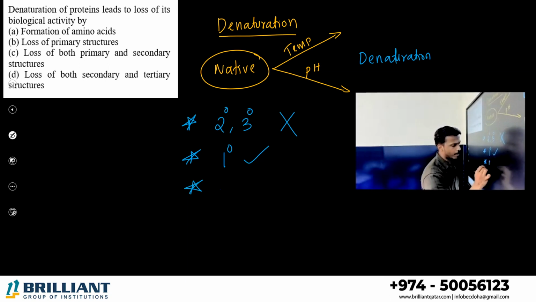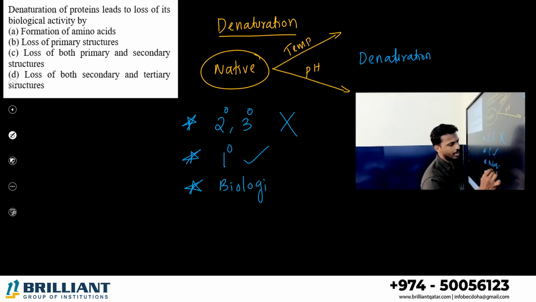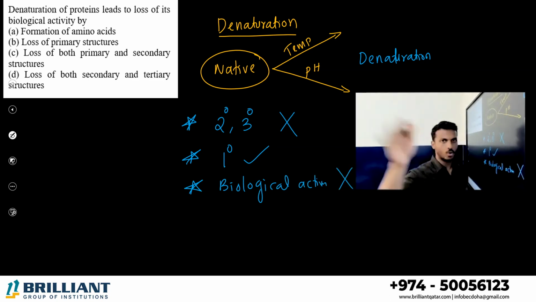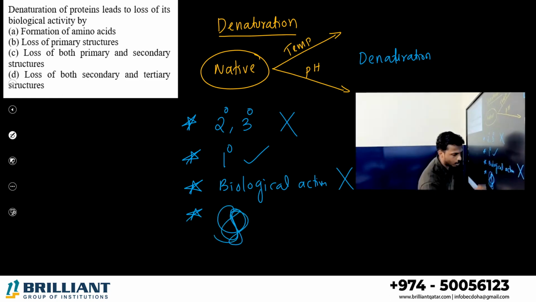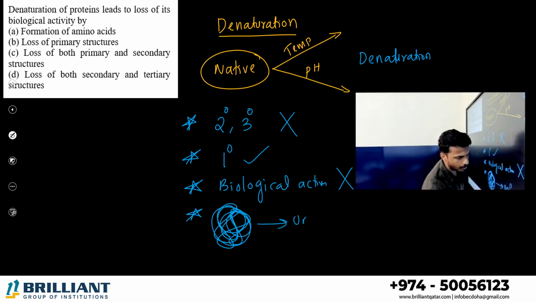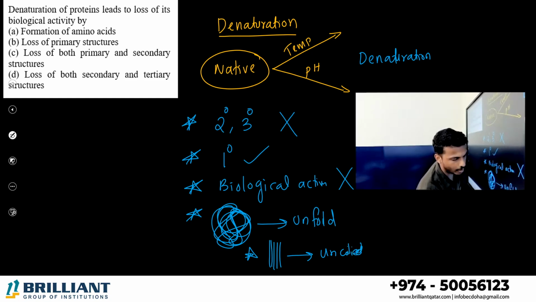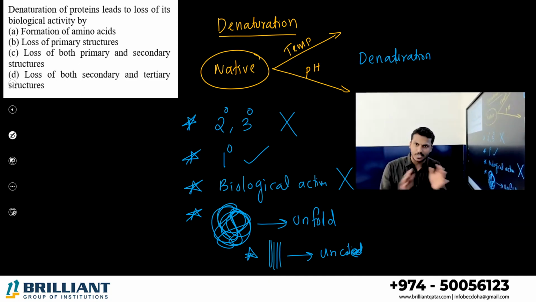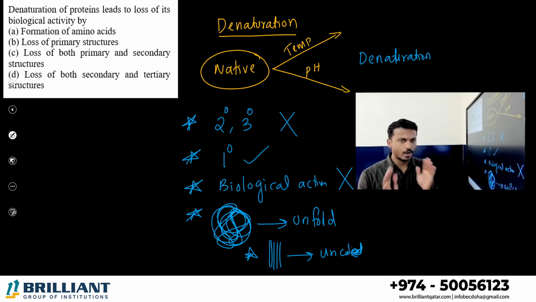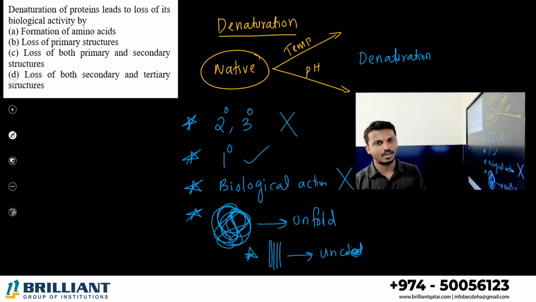Another thing, its biological activity is lost. Another one, during heating or change of pH, the globular protein gets unfolded, and the fibrous protein is uncoiled. So all these things are happening during denaturation. Secondary and tertiary structures are destroyed completely, primary structure nothing happens, biological activity is lost, globular protein gets unfolded, and fibrous protein is completely uncoiled.